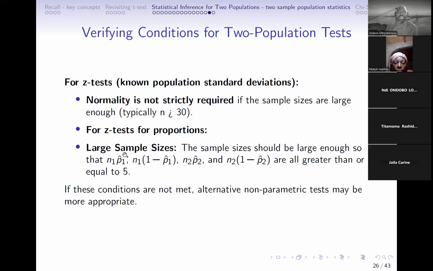Unless we meet these conditions, we cannot use the Z statistic. If we do not meet these conditions, the sample is greater than 30, and these proportions multiplied by the number of samples, proportion for sample 1 subtracted from 1 multiplied by the number of samples is greater than or equal to 5, and the same applies for the second sample. If these do not apply, then we have to use a different kind of statistic, a non-parametric test.